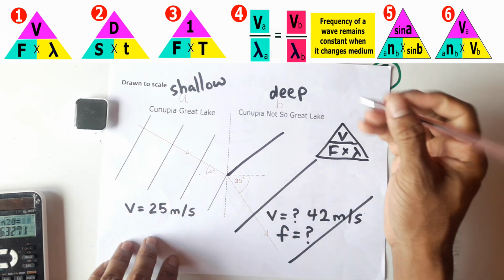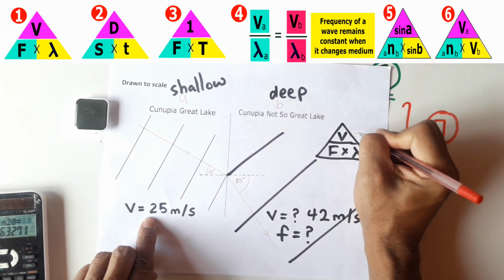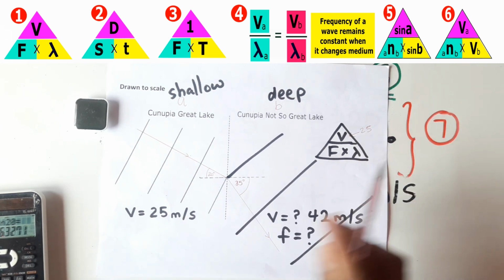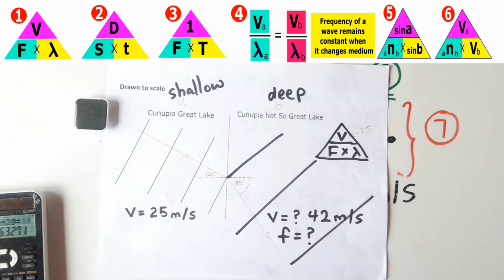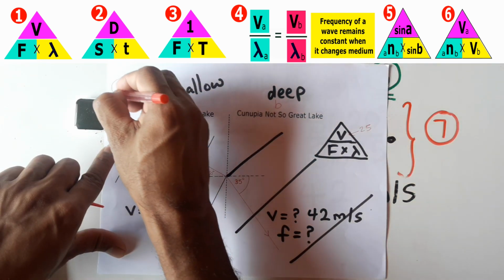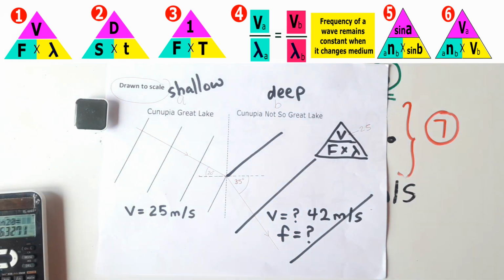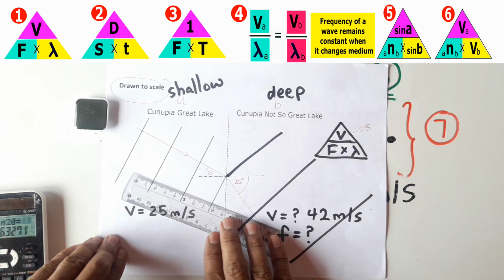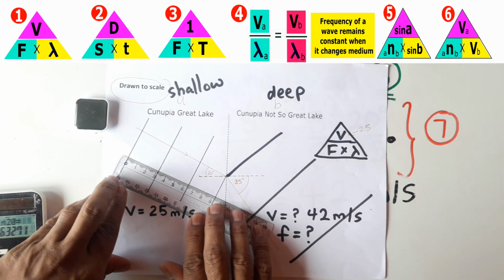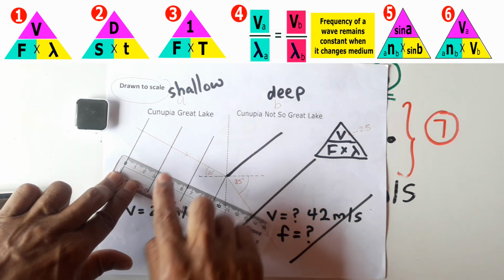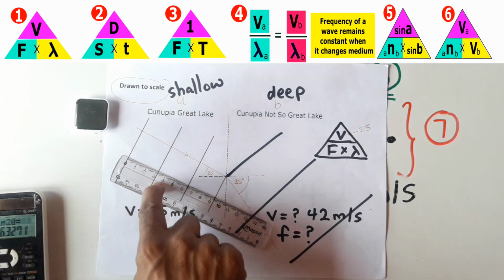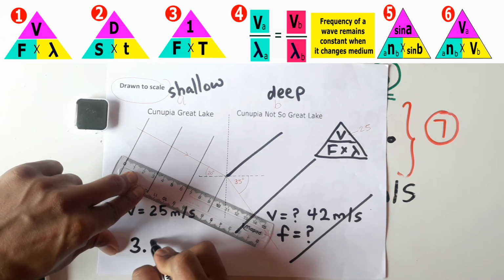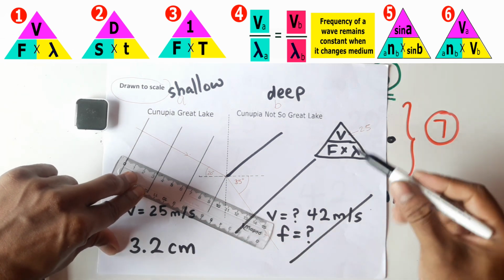Let's use this side. We know the velocity in this region is 25, but nowhere in the question they gave us the wavelength, right? But if you notice at the top of the paper here, it said it's drawn to scale, which means that I can actually use my ruler to figure out the wavelength. All I have to do is figure out the distance between the two waves, the two crests, sorry. And if we do that and we measure it, we get roughly, I'll put it here, we get roughly 3.2 centimeters. So I know the wavelength.